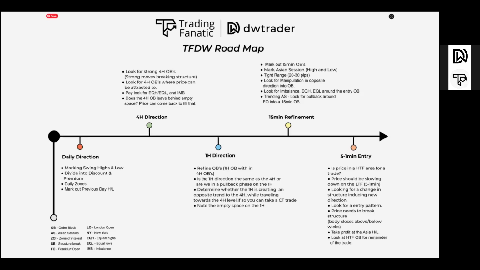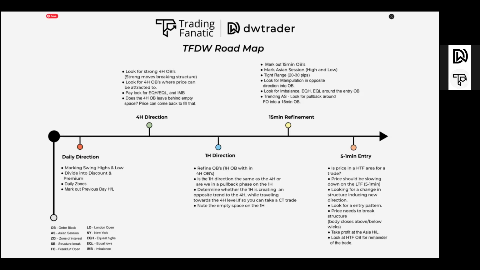Then the 4-hour direction. On the 4-hour, we look for strong 4-hour order blocks. How do we know it's a strong order block? Well, is it a strong move breaking structure that creates that order block? Pay attention and look for those equal highs and equal lows and imbalance on the 4-hour as well. Very important. Does the 4-hour order block leave behind empty space, which is our imbalance? And then can price come back to fill that area? So that's very important to look for.